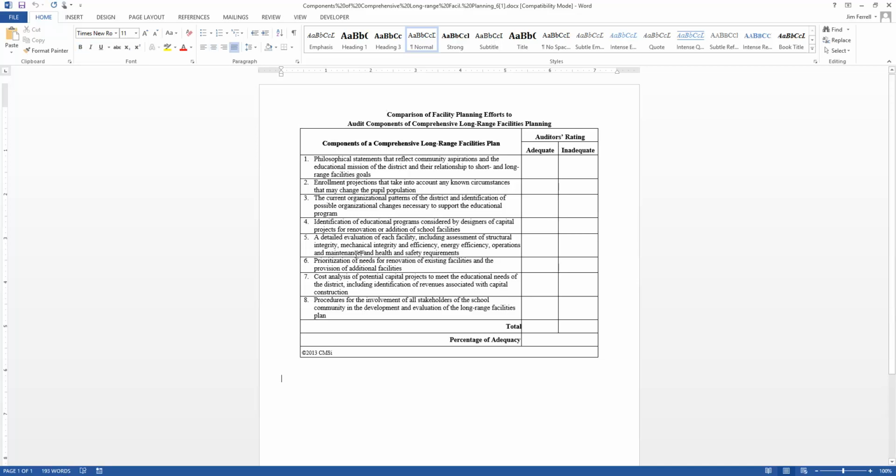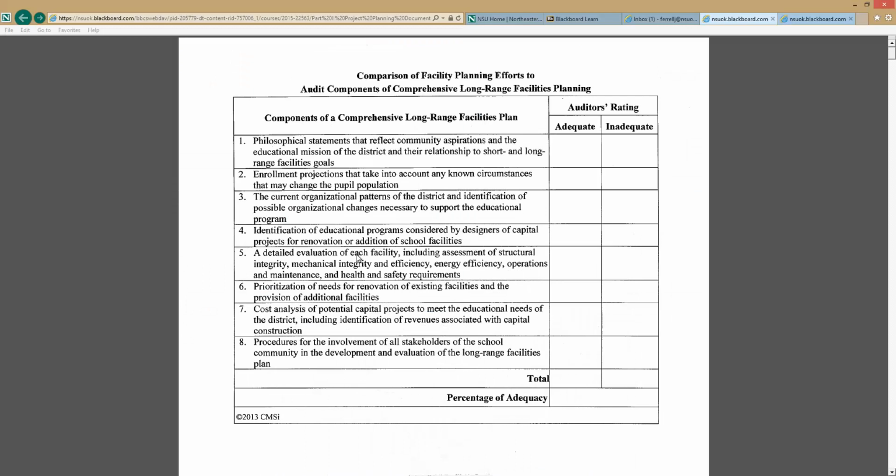And then under this, as you'll see, I want you to explain your rationale for each of the 8 criteria. I'm going to give you some examples of that. So the first thing we need to do then is look at what the criteria are. So criteria number 1 says that within the planning documents, there's philosophical statements that reflect the community aspirations and the educational mission of the district and their relationship to the short and long-range facilities goals.